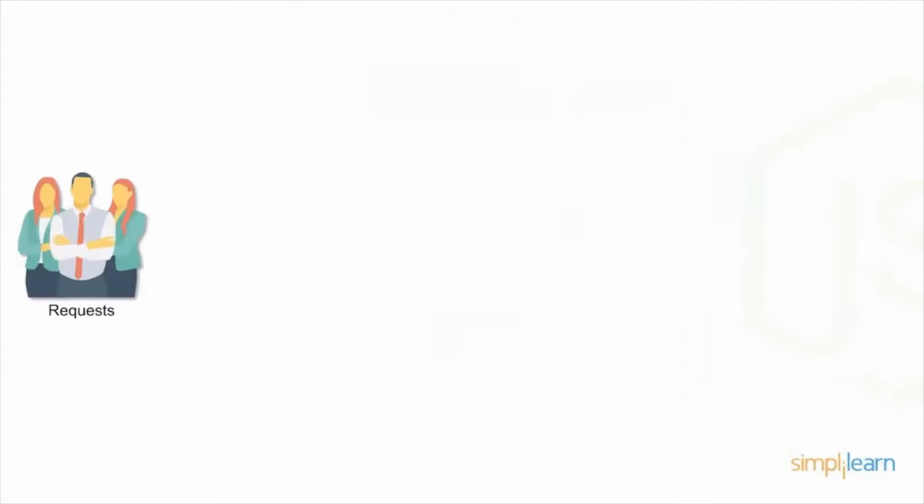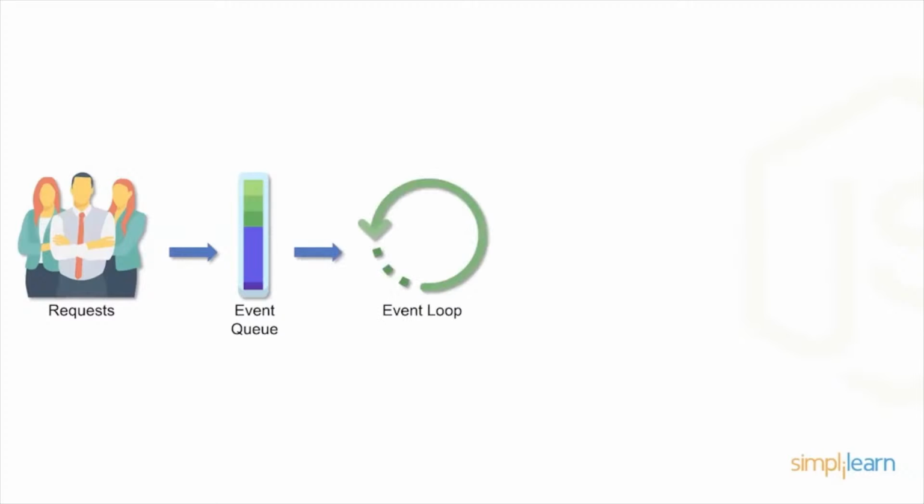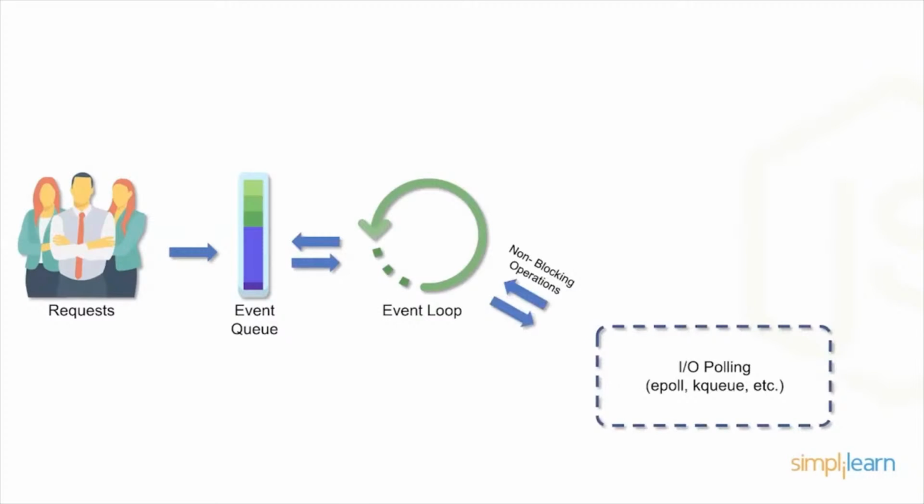So requests come in, they go into the event queue, and they get spiraled through the event loop. And then we have non-blocking operators, which are going to be doing the input-output polling, such as KQ, ePoll, and other services. And from there, we're also going to be interacting with the thread pool, and we're using the blocking operations to manage that thread pool.